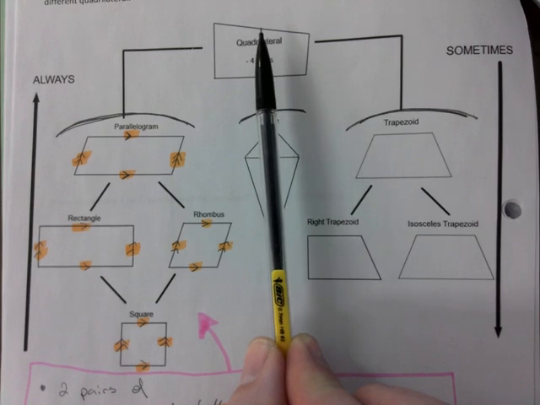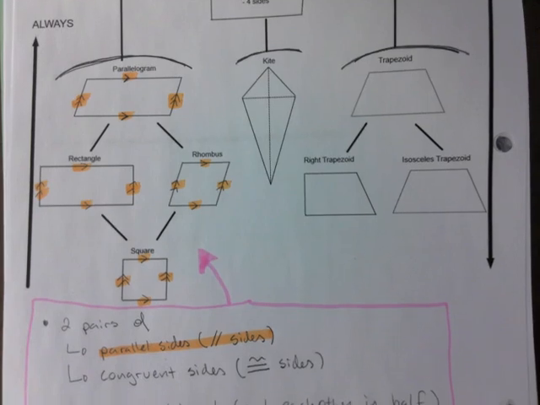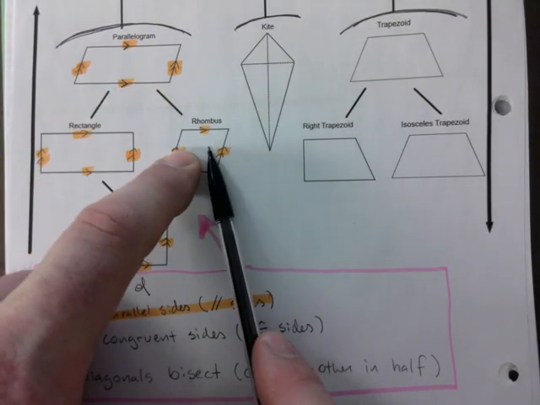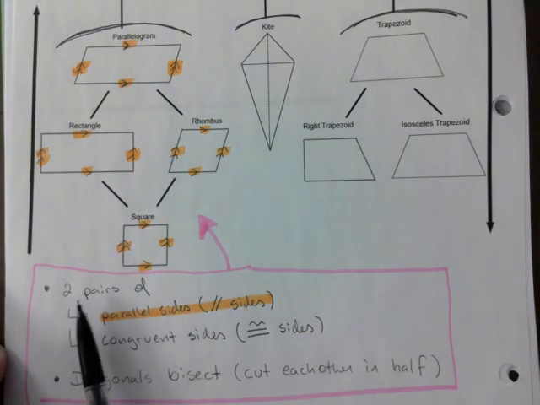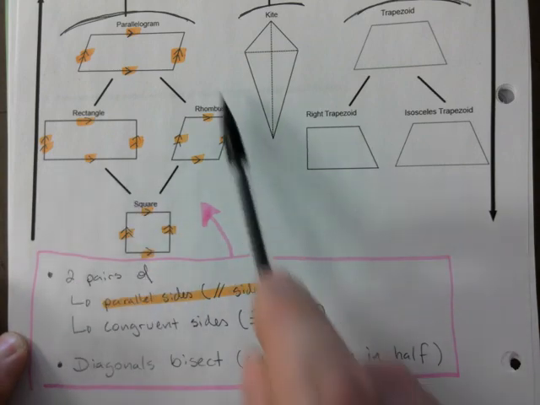Kite is on its own little planet. And then trapezoids, there's only a right trapezoid or isosceles trapezoid that we deal with. So these two branches here, they're not all that complicated. Here, there's more action happening in here, okay? There's some similarities and some differences. Something that makes a rhombus very peculiar as opposed to a parallelogram, and we're going to study that in a bit.